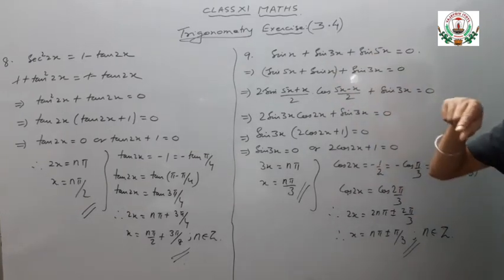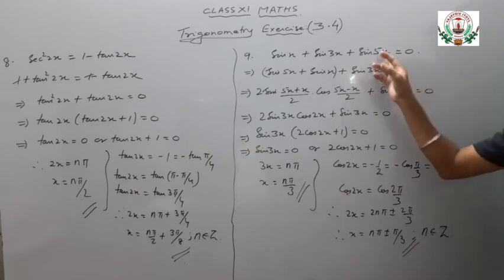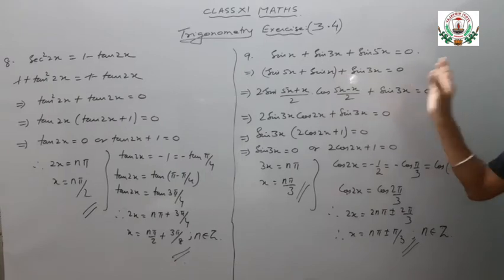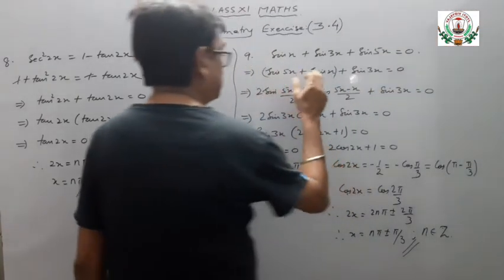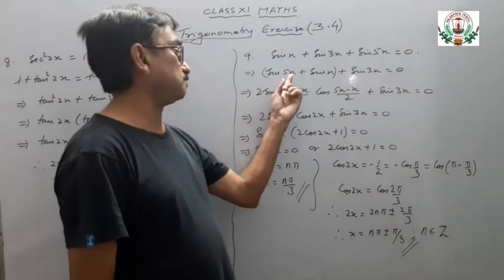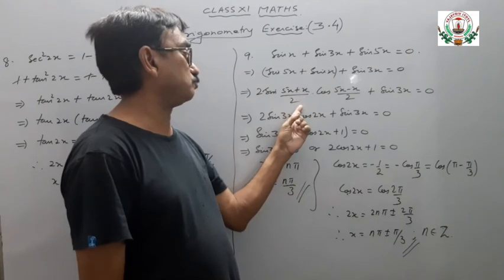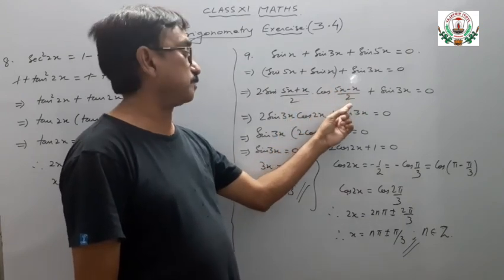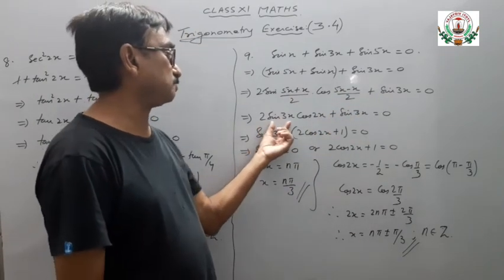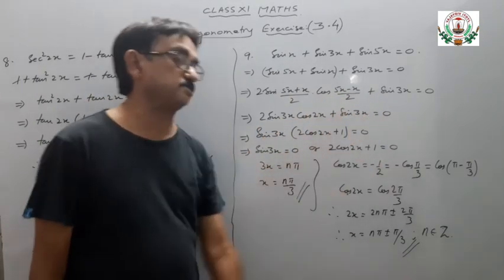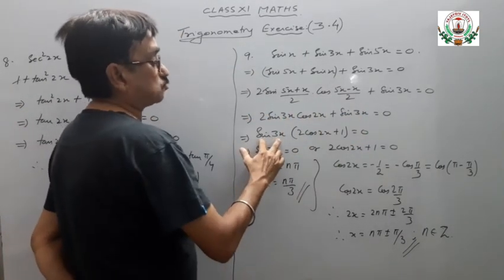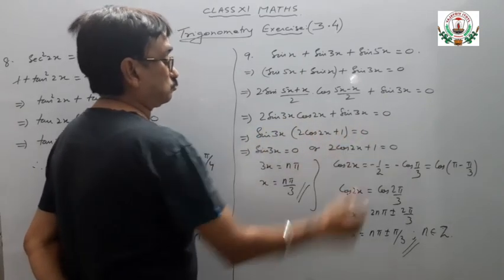In the next step we can take common sin 3x. So that's why we put sin 5x plus sin x in one bracket and sin 3x separate. As we know, sin a plus sin b is 2 sin (a plus b) by 2 cos (a minus b) by 2. So 2 sin (5x plus x) upon 2, cos (5x minus x) divided by 2, plus sin 3x. So we get 2 sin 3x cos 2x plus sin 3x equal to 0. Now easily we can take common sin 3x. When we take sin 3x common, we get sin 3x (2 cos 2x plus 1) equal to 0.